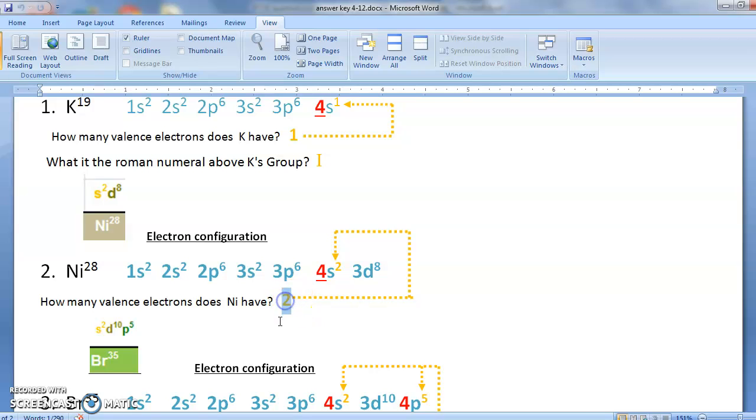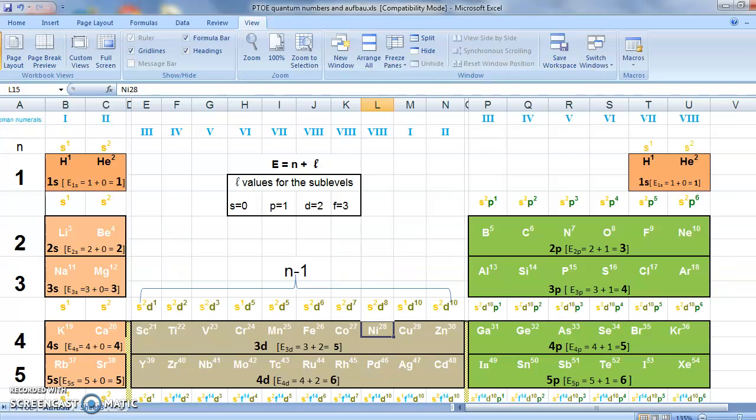Once again, valence electrons are electrons in the outermost energy level. In other words, the biggest N. I see a 1, a 2, a 2, a 3, a 3, a 4, and back to 3. Oh, why does it go back to 3 again? Aufbau order of filling. The 3D has an energy of 5.